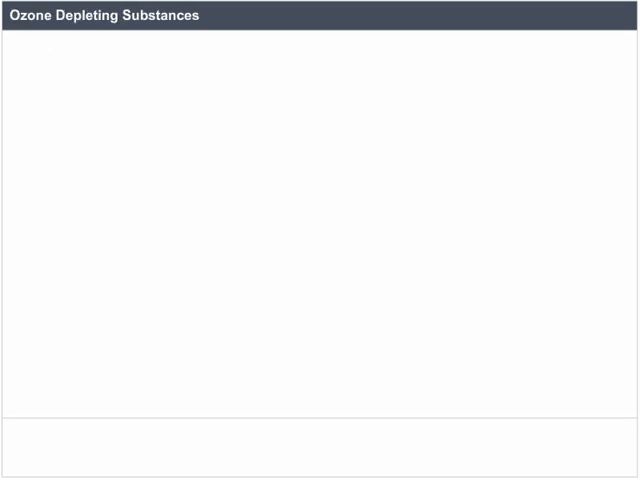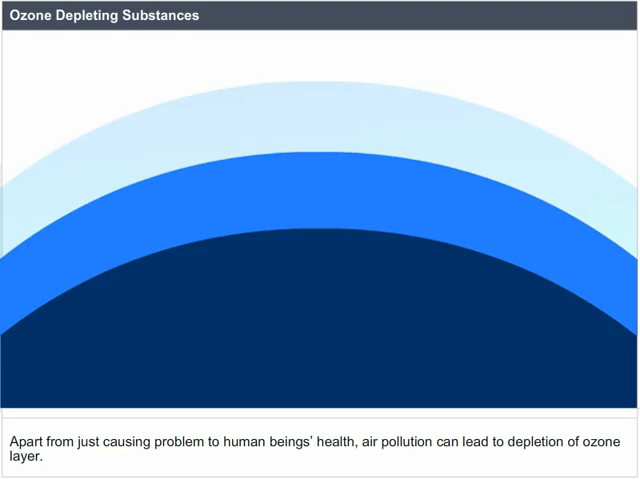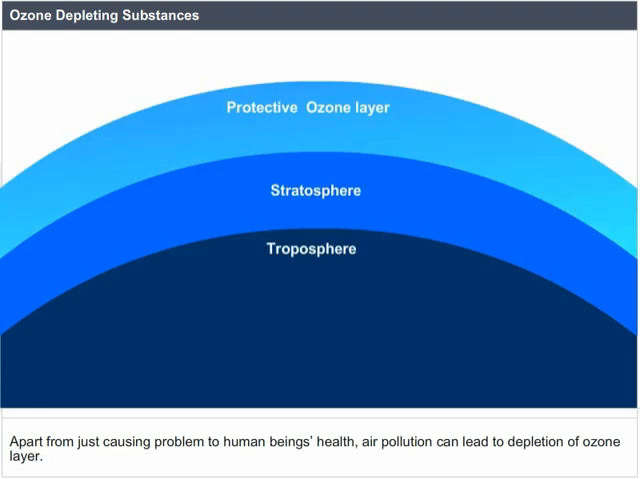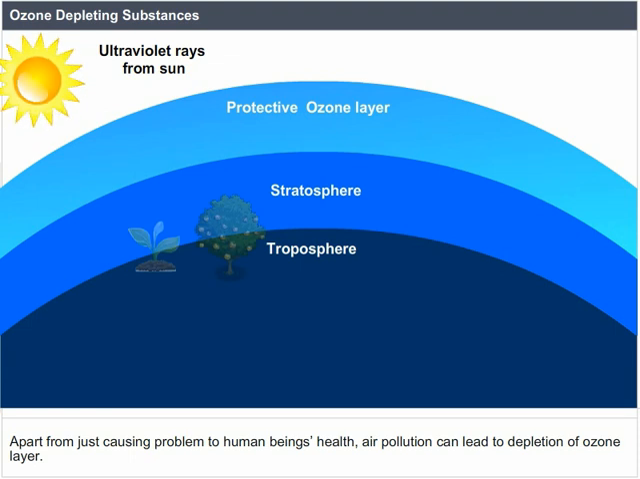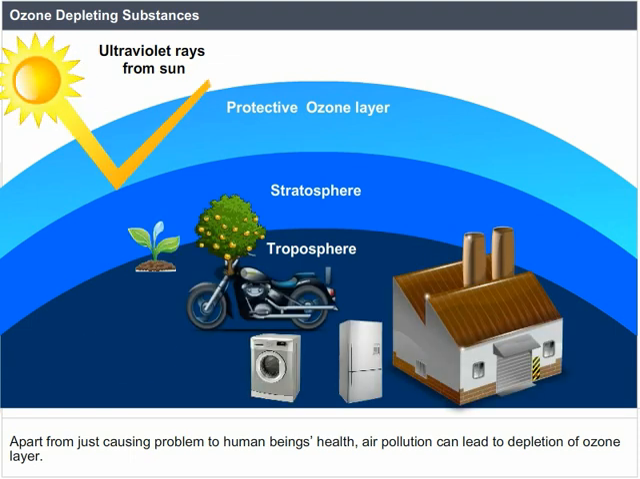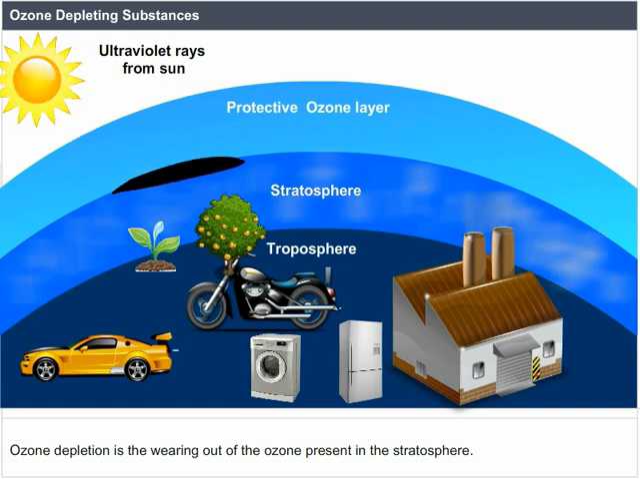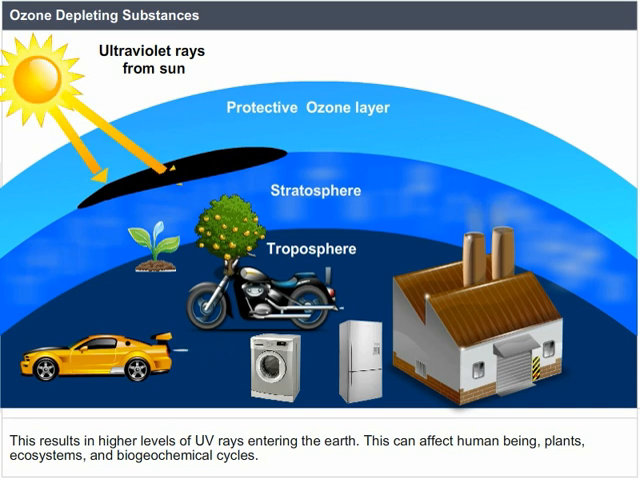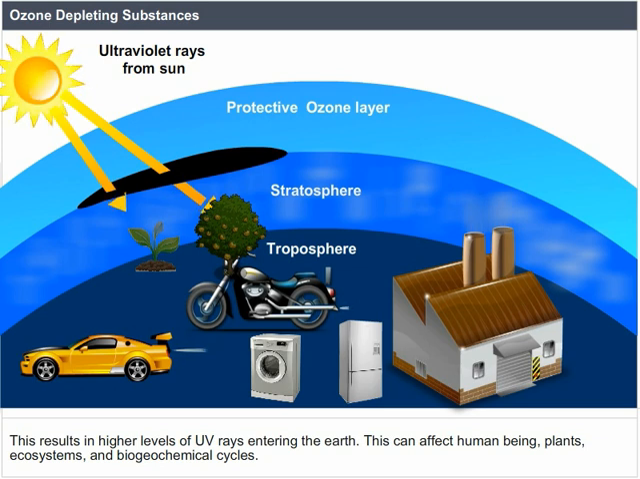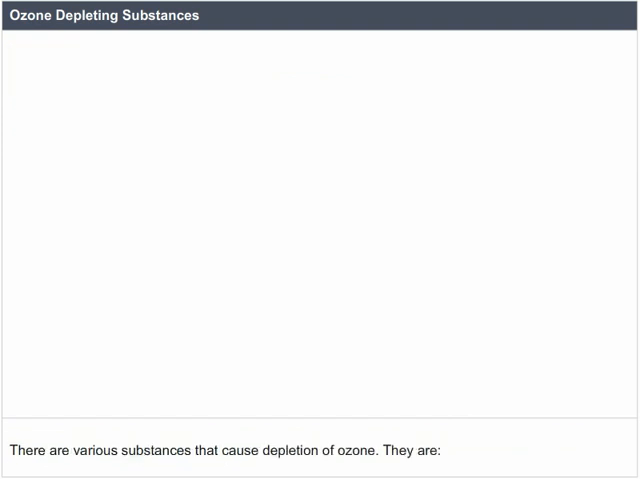Ozone depleting substances. Apart from just causing problem to human beings' health, air pollution can lead to depletion of ozone layer. Ozone depletion is the wearing out of the ozone present in the stratosphere. This results in higher levels of UV rays entering the earth. This can affect human beings, plants, ecosystems, and biogeochemical cycles. There are various substances that cause depletion of ozone.